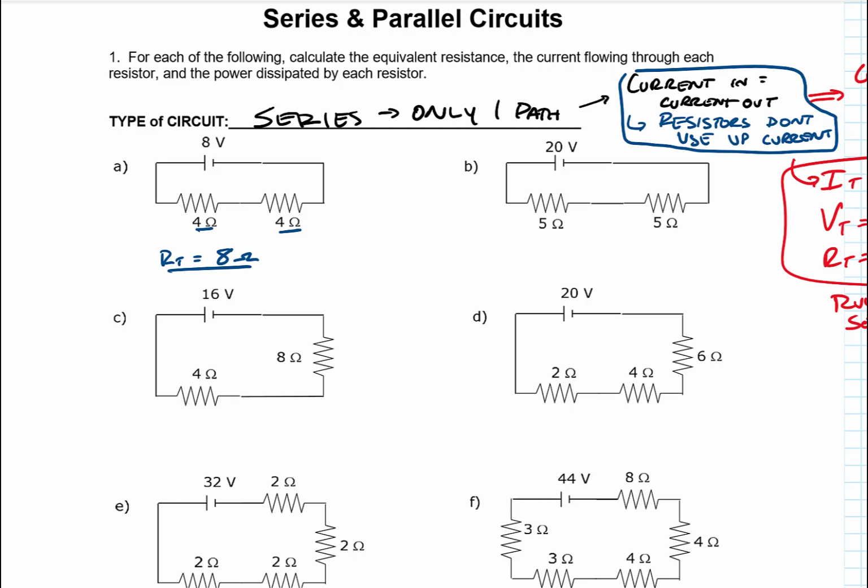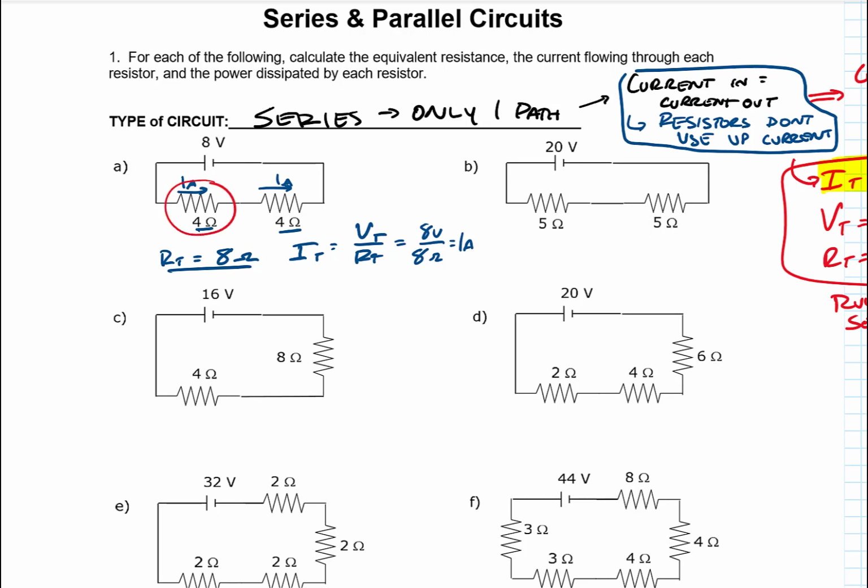Now, if I want the total current, the only way to calculate the total current is to use the total voltage and divide it by the total resistance. That's the only way to calculate. We have to use total numbers here. So the total voltage is 8 volts. The total resistance is 8 ohms. So here we have 1 amp. That's our total current. So that means there's 1 amp through here and 1 amp through here, because we're in a series circuit, and in series the current is the same all the way through.